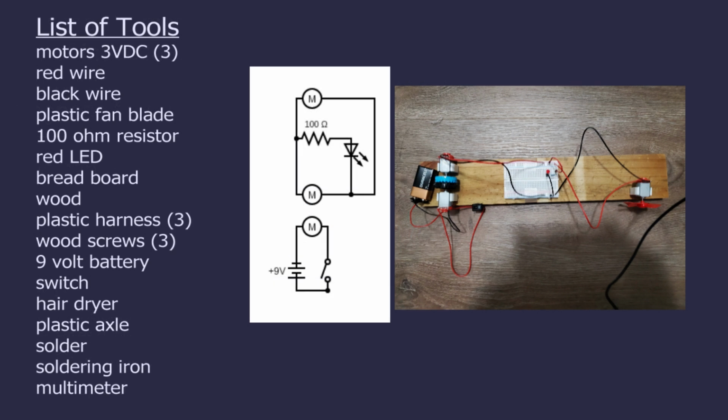A list of tools that you will need to recreate this experiment: 3 3-volt DC motors, red wire, black wire, a plastic fan blade, a 100 ohm resistor, a red LED, a breadboard, wood, 3 plastic harnesses, 3 wood screws, a 9-volt battery, a switch, a hairdryer, a plastic axle, solder, a soldering iron, and a multimeter. With these materials, follow this circuit to recreate the model shown here.